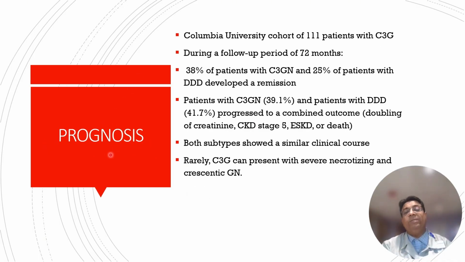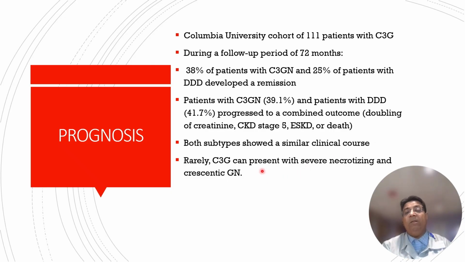Let's talk about prognosis. In a Columbia University cohort of 111 patients with C3 glomerulopathy, there was a follow-up period of about 72 months. 38% of patients with C3GN and 25% of patients with dense deposit disease developed a remission. 39.1% of C3GN and 41.7% of dense deposit disease progressed to a combined outcome, i.e. doubling of creatinine, CKD stage 5, end-stage renal disease, or death. So both subtypes showed a similar clinical course.